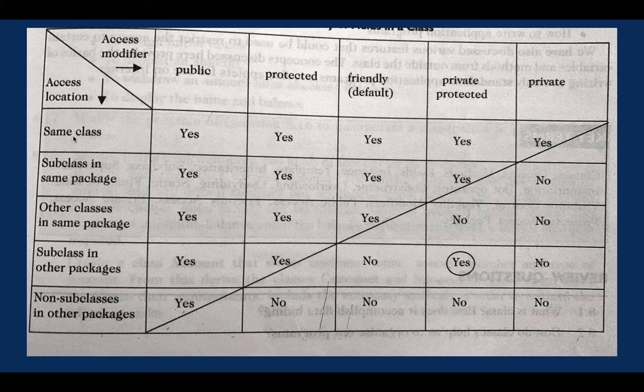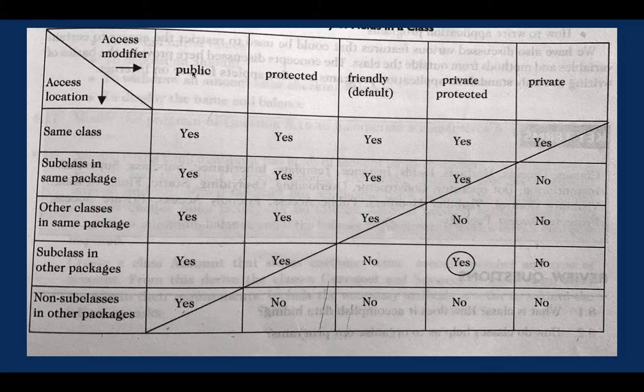So the location can be within the same class, or a subclass within the same package where this class belongs, or any other class in the same package that is not a subclass, and then a subclass from another package, and a non-subclass from another package. So these are actually the areas or locations where we'll see how these access modifiers work. And these are the access modifiers: public, protected, friendly or default, private protected and then private. So this table is very useful.